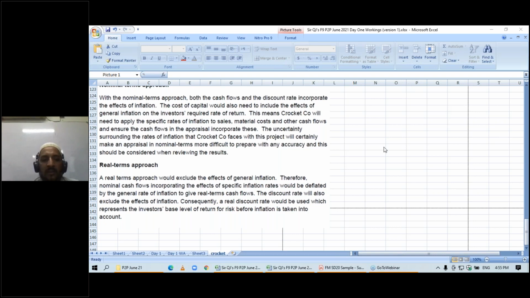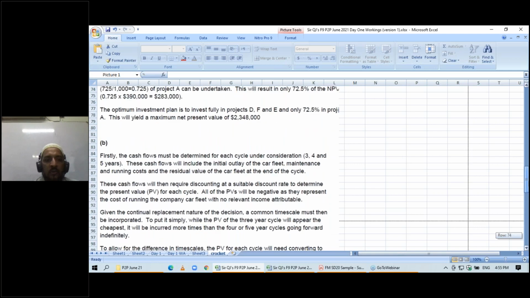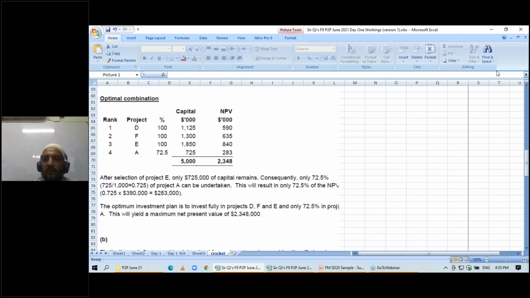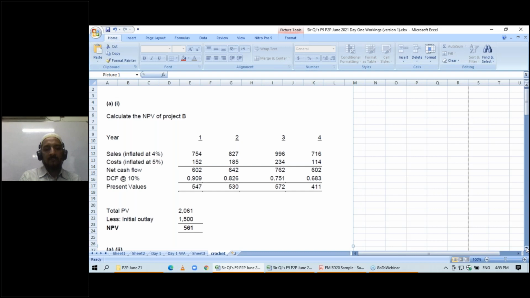I'm showing you the answer to the Crockett question, which I gave you as assignment yesterday. You can take a snapshot of it. I'll keep scrolling it down for you to take snaps. I will share it in the group as well. So that's the NPV calculation for project B. First, we had to calculate the NPV of project B, which was not given in the table.